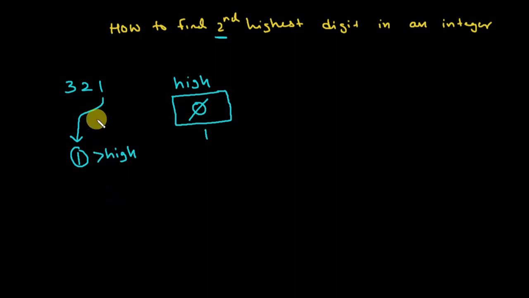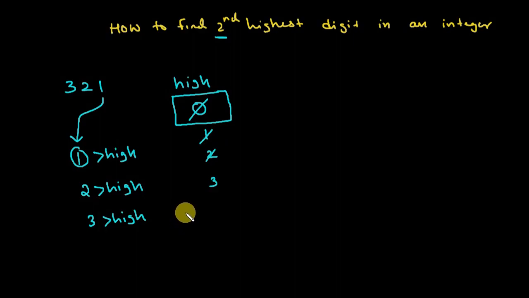Same condition. Now I'll take the 2. Is 2 greater than high? If it is true, then I have to update it. 2 is greater than 1, yes, it is true, so I'll update the value. Again I'll take the value 3. Is 3 greater than high? Yes, this is true, so I'll update the value. So we got the highest value, but we can see some patterns in here.